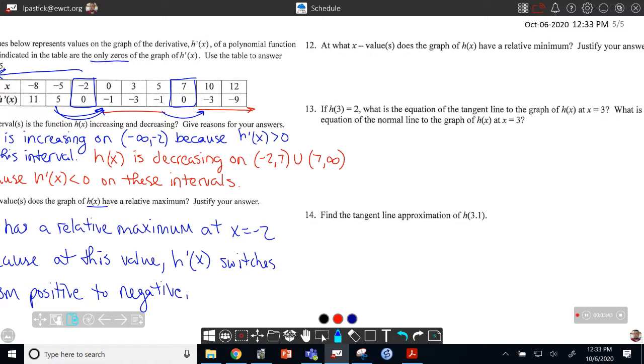It goes from negative to negative here at 7, which means it's decreasing on both sides. So that means there is no relative minimum. And we shall use the lack of evidence as evidence.